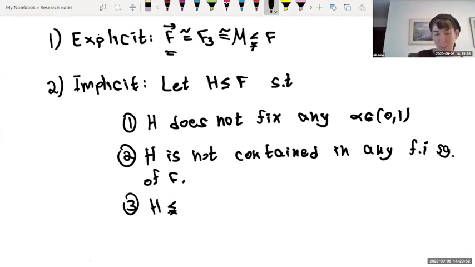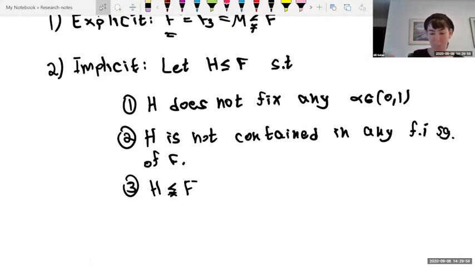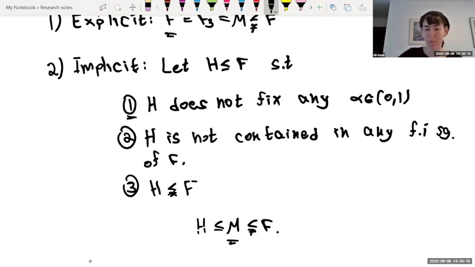Then, if you have such a subgroup, then because F is finitely generated, if you take any proper subgroup, we know by Zorn's lemma that H has to be contained inside some maximal subgroup of F. Okay? But if H satisfies these 3 conditions, then the maximal subgroup M cannot fix any number in the interval 0, 1. So it is not one of Savchuk's subgroups. It is not a stabilizer of any alpha. And M itself cannot be a finite index subgroup of F. Okay, so you get that M is a maximal subgroup of infinite index, which is not one of Savchuk's subgroups.